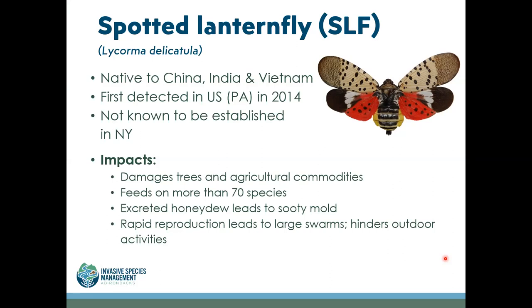Individual sightings have occurred in New York State, but it is not known to be established or have reproducing populations. This species damages both trees and agricultural commodities and is known to feed on over 70 different host species. As the insects feed on its host, it excretes a honeydew that can damage crops and lead to the development of sooty mold. This species reproduces rapidly and forms large swarms that hinder outdoor activities and can impact quality of life.